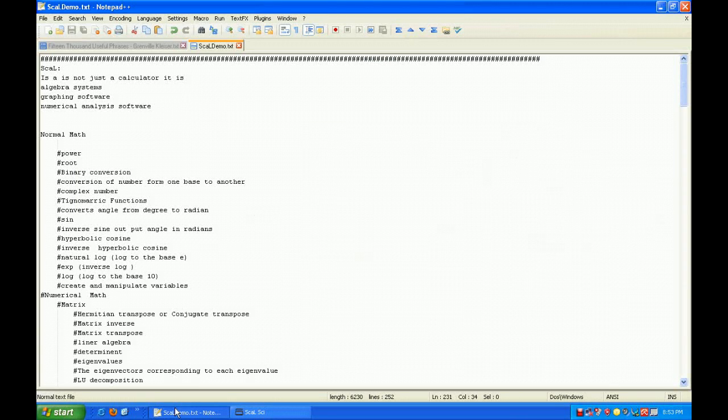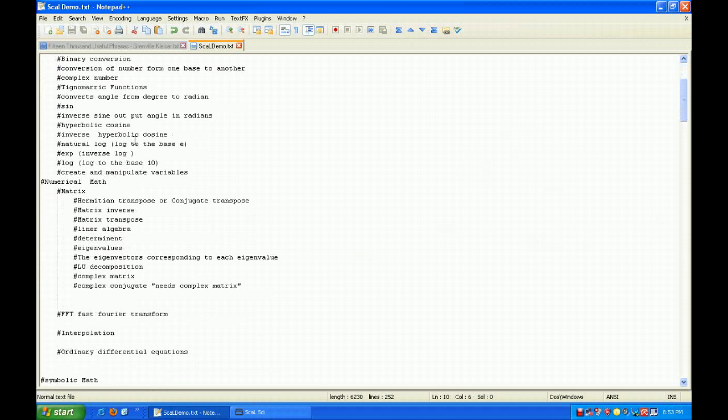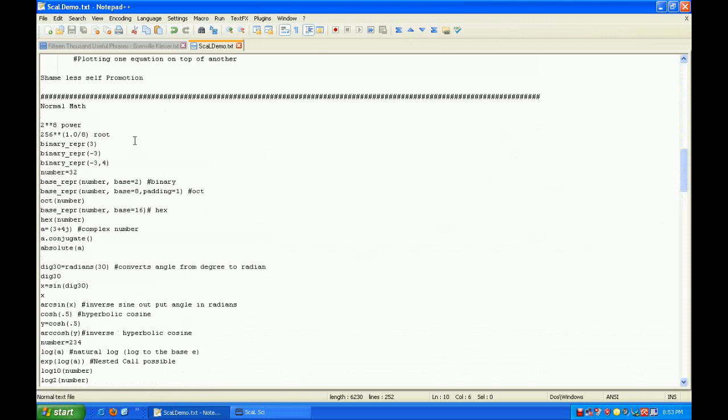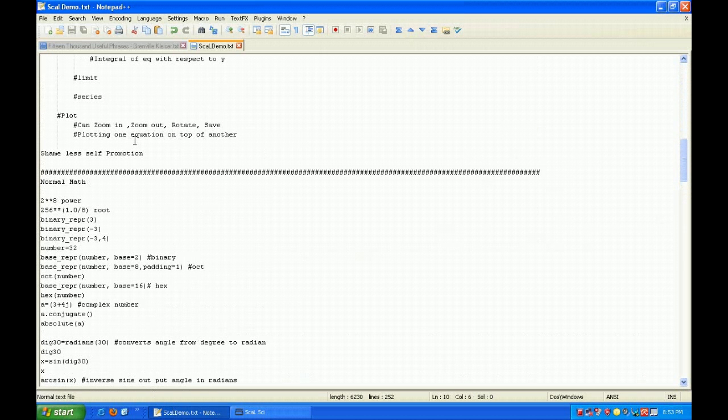ScaL is not just a calculator, it's an algebra system, graphing software, and numerical analysis software. This demo is about ScaL, and it will show what ScaL can do.